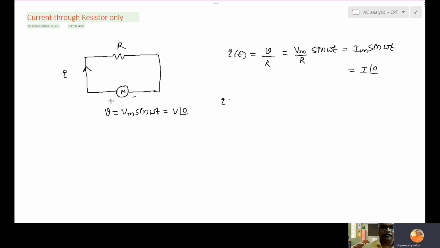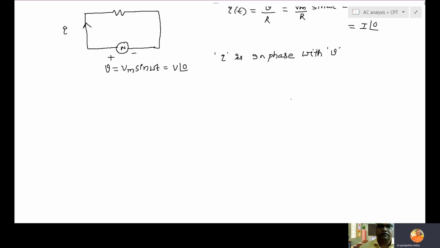Therefore, in a resistor, the current is in phase with the voltage. So they are like best friends. Whereas pure capacitor and inductor are like best enemies. In phasor form, if this is V of angle 0, this is I of angle 0. So both are in phase.